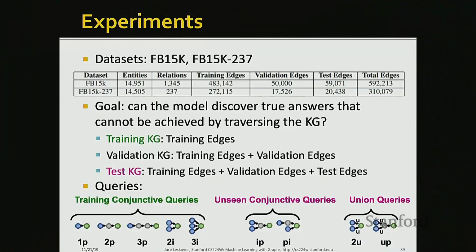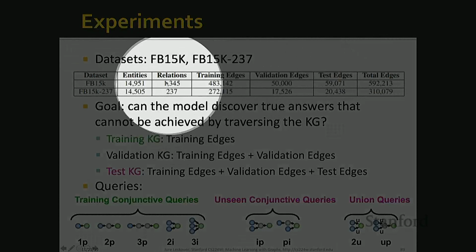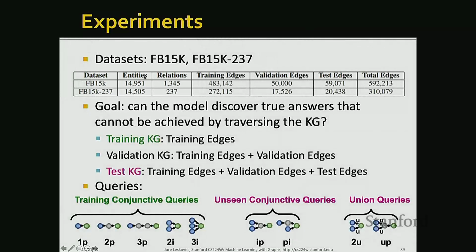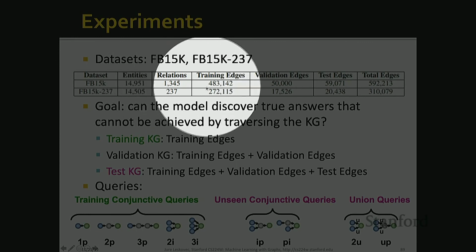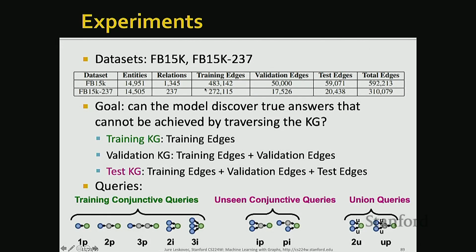I just want to convince you how well this is working. As I told you from the beginning, we're using the FB15K dataset. I've added a few columns here. So remember, it's roughly 15,000 entities. The number of relations varies. But here we have this split where we keep most of the training edges, and then we leave out validation edges and test edges. So all these experiments are not running on the full Freebase dataset.